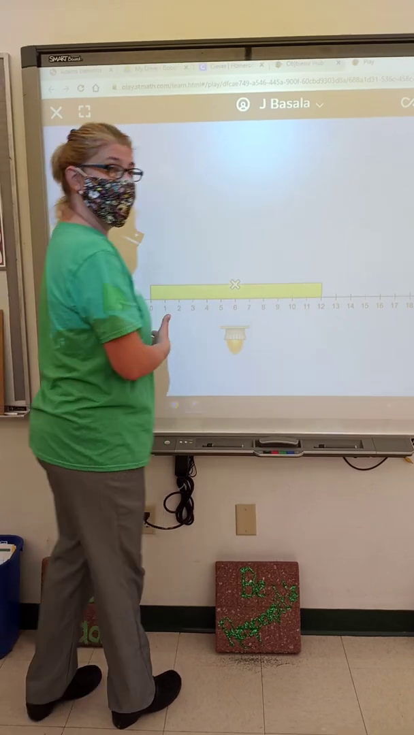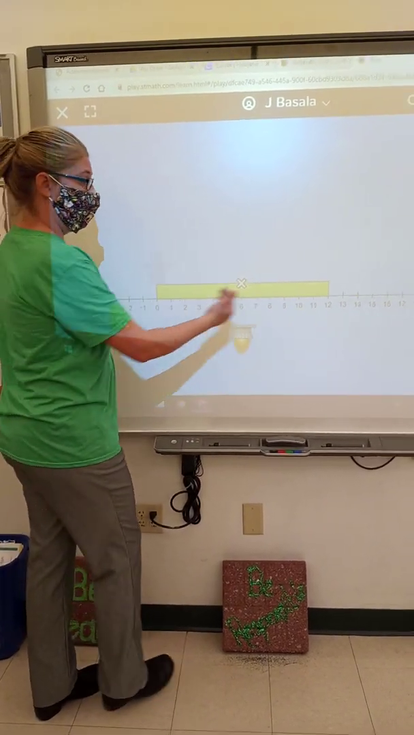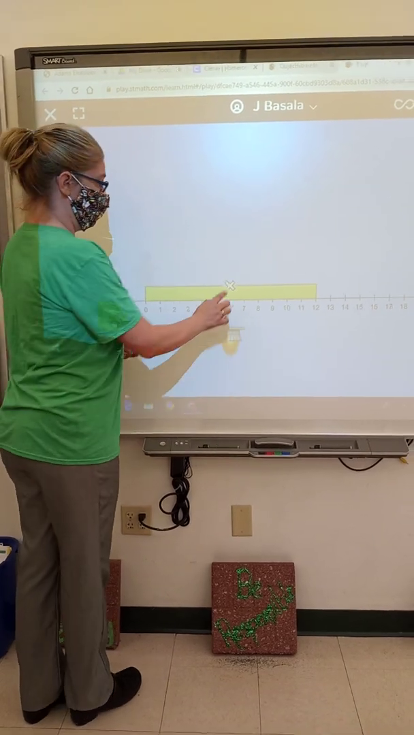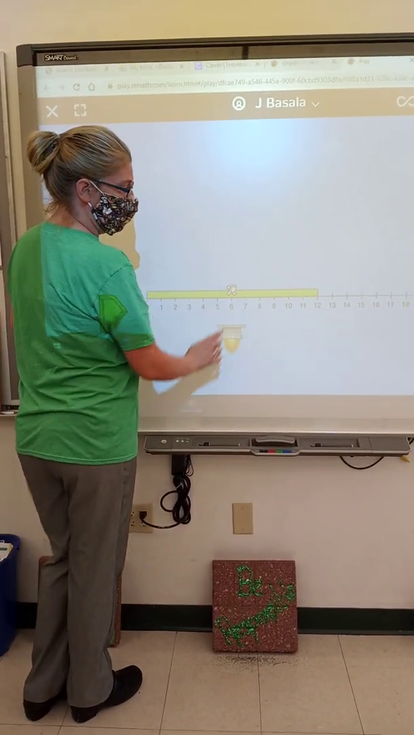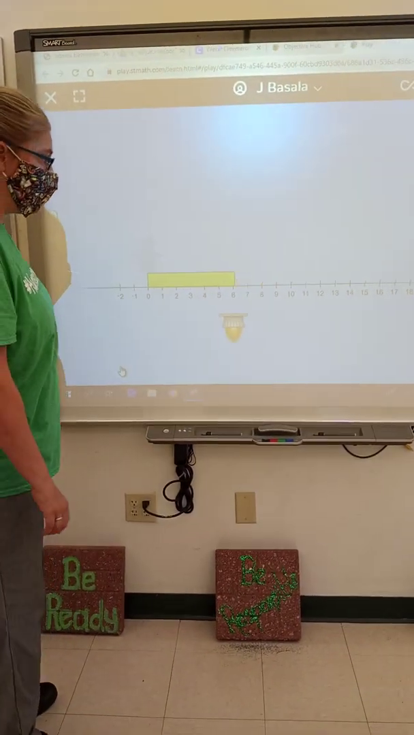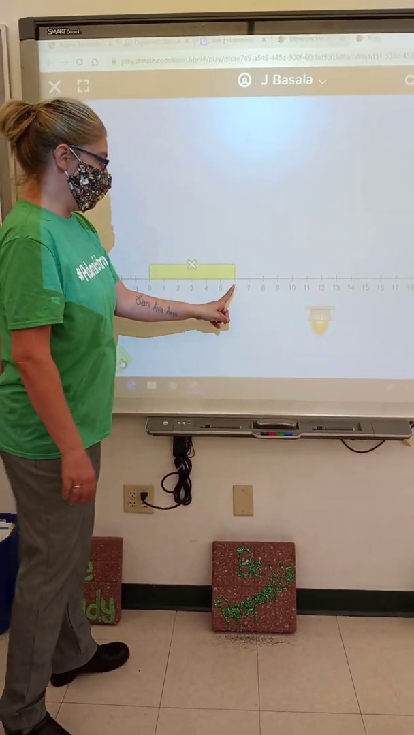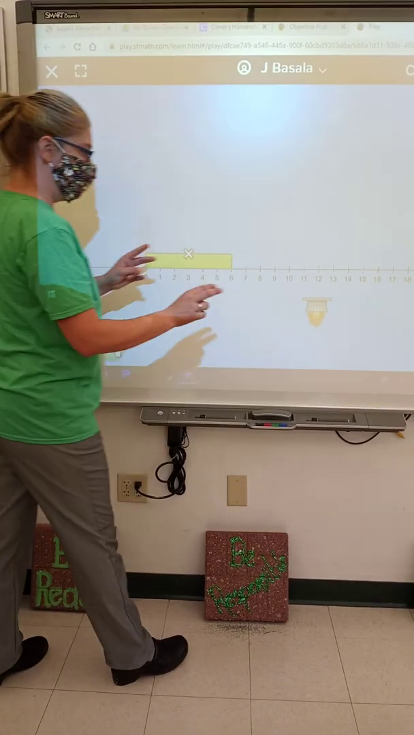Now we have to make it smaller. 12 to 6, that's in half. We're multiplying it by 0.5. We're cutting it in half. 6, 12, double.